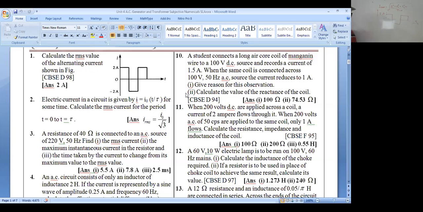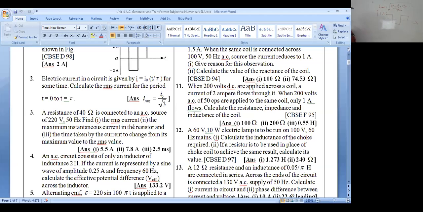Here, solution 1. This way I1 is 2, again 2. So squaring this, minus squared will be plus, this is plus, this plus, this minus. So square it, add it, find the mean value or average value, then take the root of it, and you will get the RMS value. So this question is a simple one.